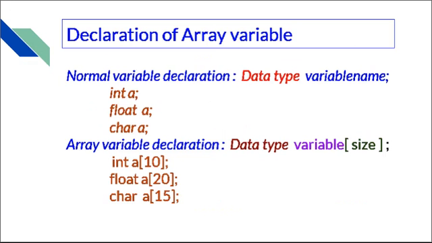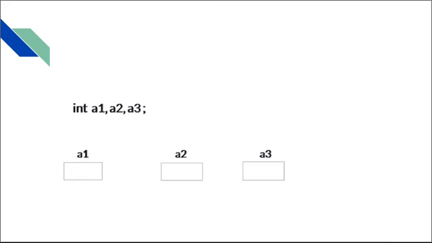It is capable of holding 10 integer elements. Okay, nice. Where the 10 integer elements are stored, how the 10 integer elements are stored, that you have to understand. Okay, now look at here. Int a1, a2, a3, 3 variables are declared as integer type.